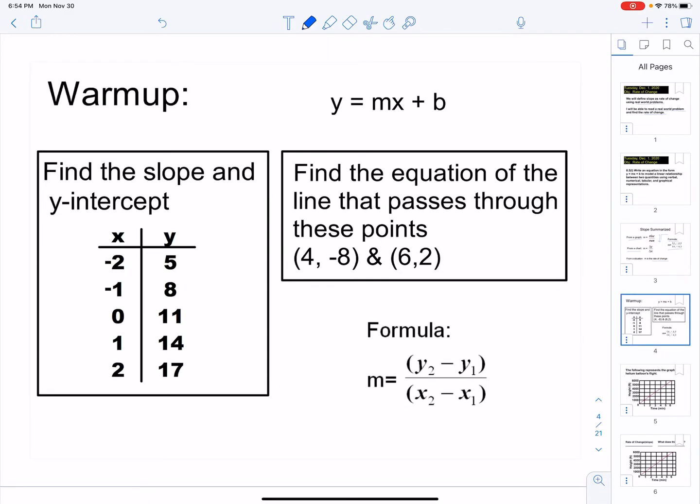Here are two questions that I would like for you to do for your warm-up. In the first one, I would like for you to find the slope and the y-intercept using this T-chart, and write the equation in the form of y equals mx plus b. In the second question, it says find the equation of the line that passes through these points, (4, -8) and (6, 2). For this particular problem, you're going to have to use the formula that we used yesterday. So pause the video and answer these two questions.